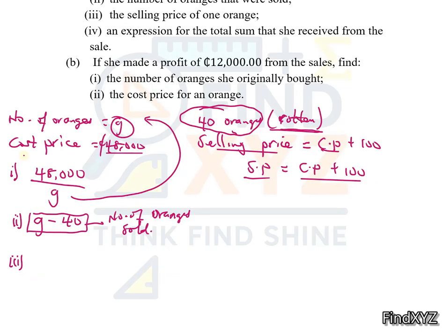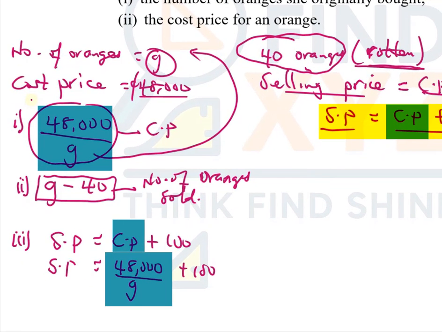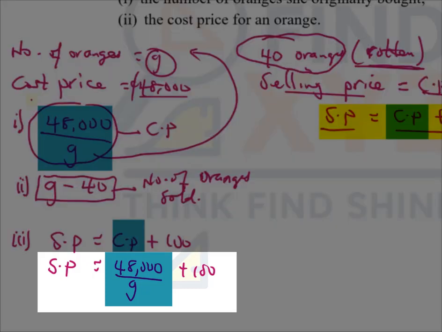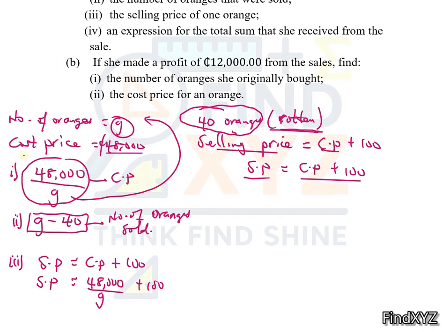Then III, the selling price of one orange. Now we know the cost price, right? This is the cost price for one orange. Then we have been tasked to identify the selling price for one orange. We know that the selling price was 100 more than the cost price. So selling price for one orange is equal to the cost price plus 100 Ghana cedis. But what is the cost price? We have been able to identify the cost price for one orange, so we will substitute that here. That is 48,000 divided by G plus 100. This will be our selling price, which is 48,000 over G plus 100. Remember, we're told to write our answers in terms of G. Notice this has G, this has G, and now our selling price is in terms of G.